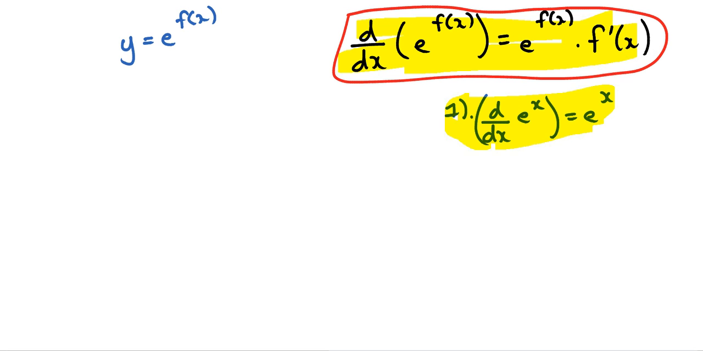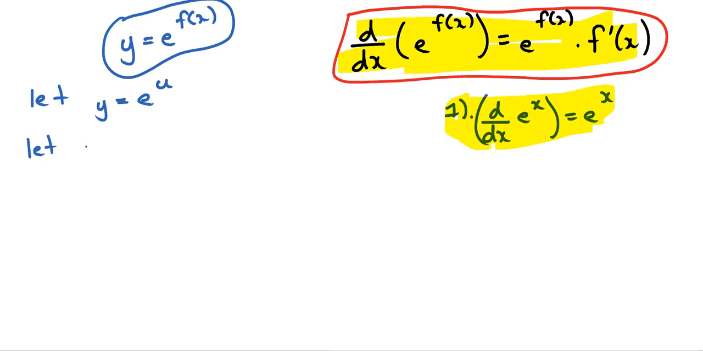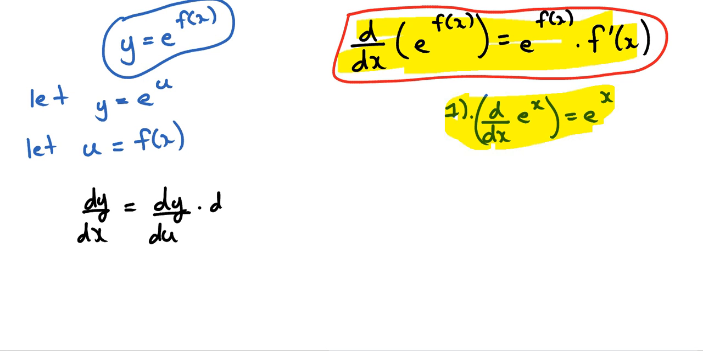In order to find the derivative of this expression, I'm going to let y equal e to the u, and then I will let my variable u equal f of x. Now my chain rule states that dy by dx is going to be dy by du times du by dx. So this is the chain rule right there.